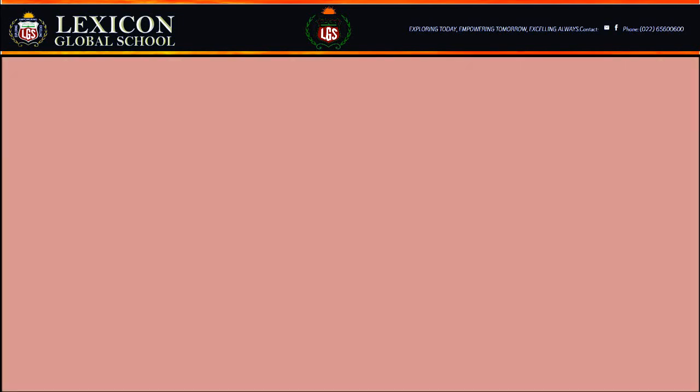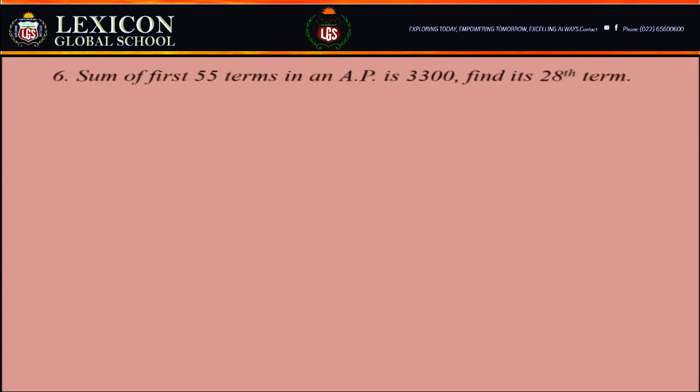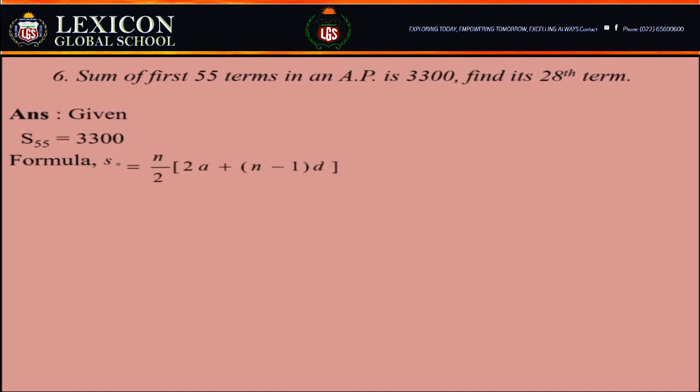Let's go ahead and solve sum number 6. The sum of the first 55 terms in an AP is 3300. Find its 28th term. Again over here, what is given to us? S55 is given to us as 3300 and we have to find out T28. Since S55 is given to us, we are going to substitute this in the formula of Sn. So S55 is equal to 55 upon 2, 2a plus 55 minus 1 d. So S55, 3300, is equal to 55 upon 2, 2a plus 54d.